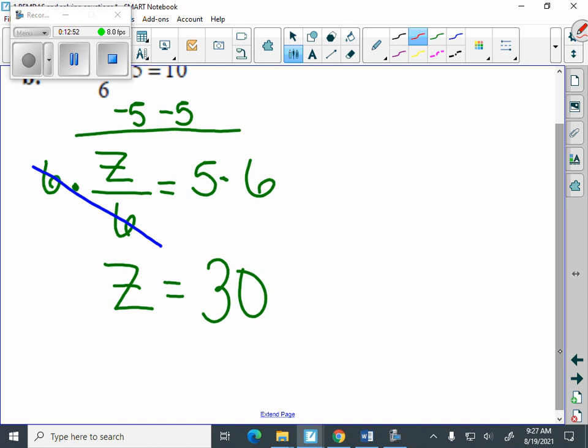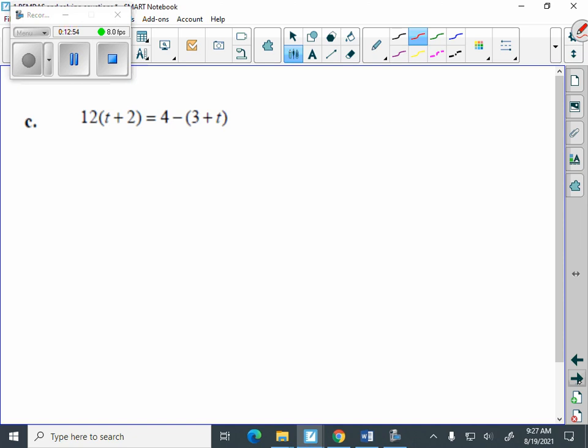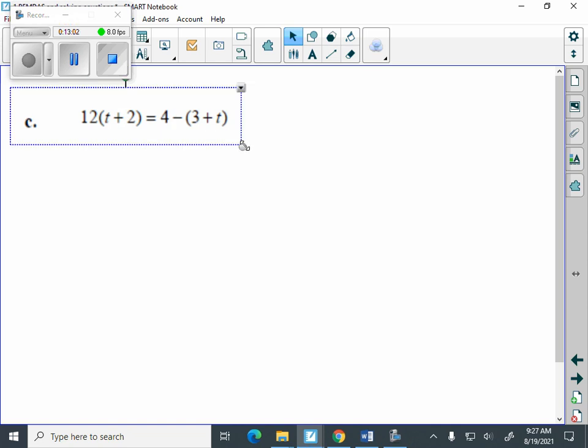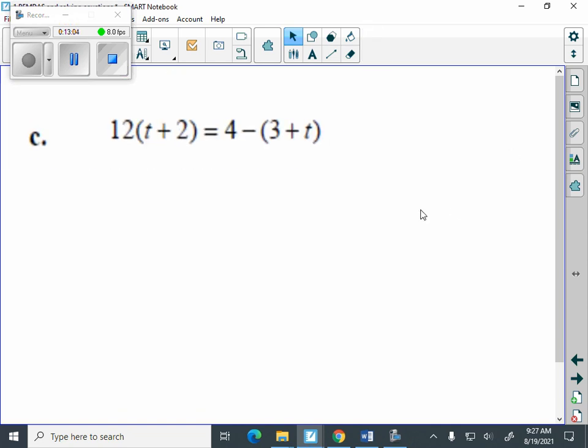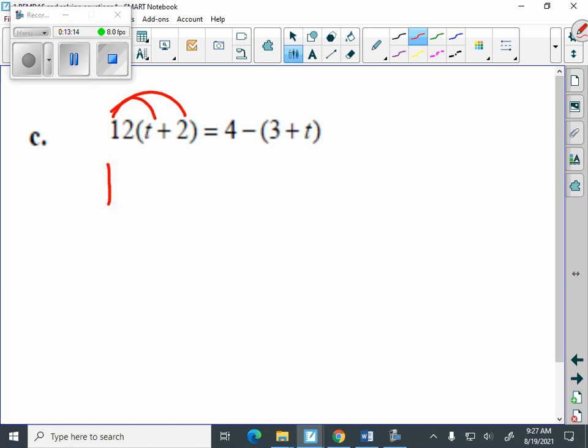So as we finish, we have parentheses in this problem, and we need to deal with that first, just like in the order of operations. So let's distribute. 12 times t plus 12 times 2.